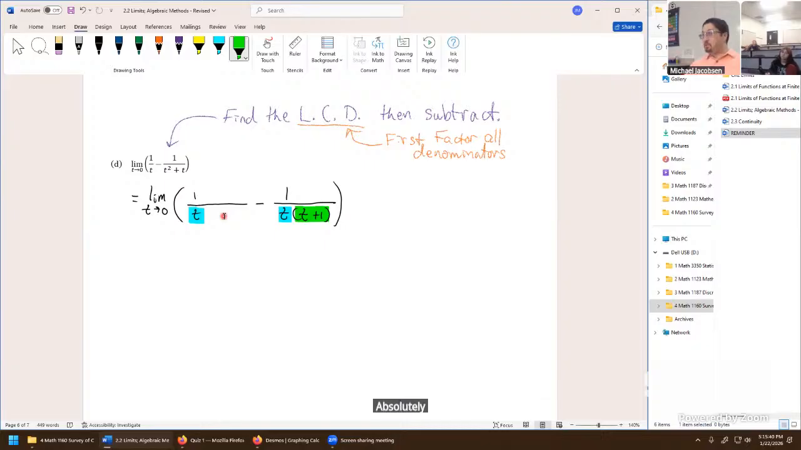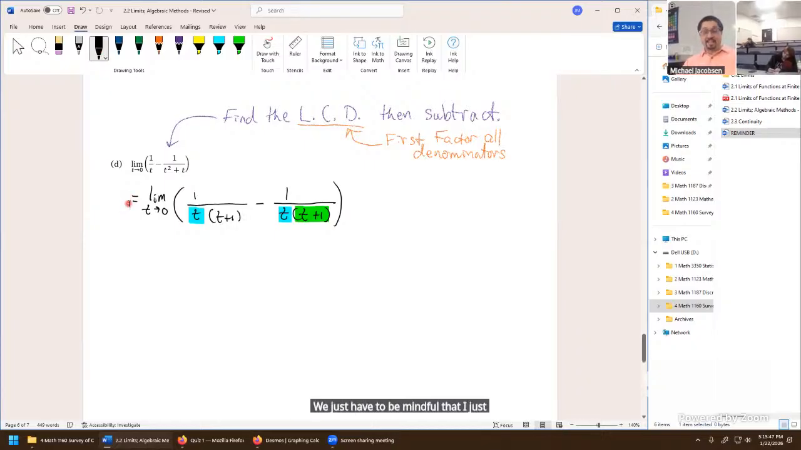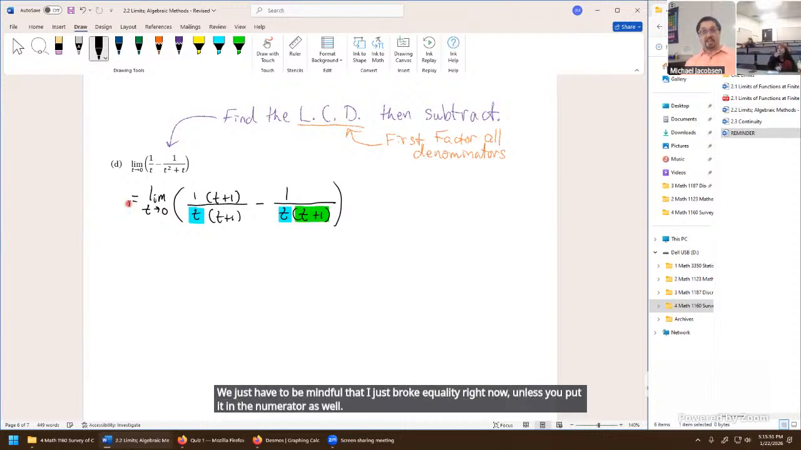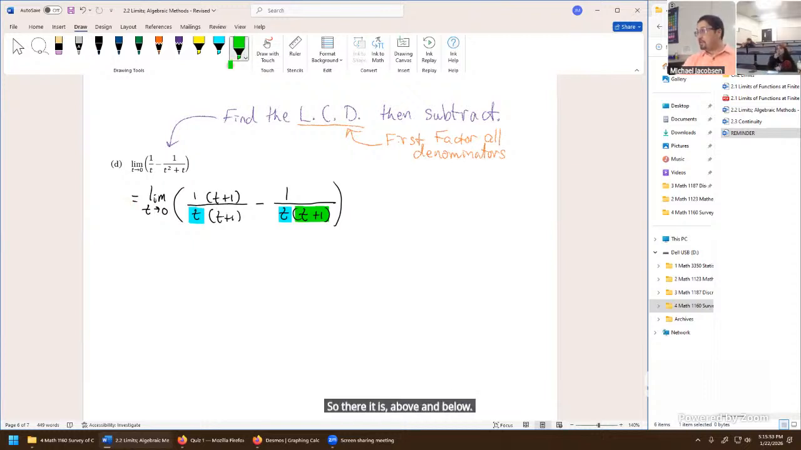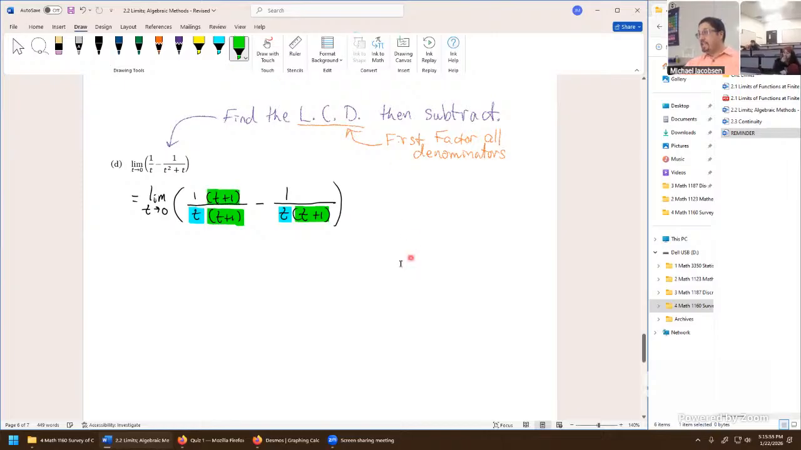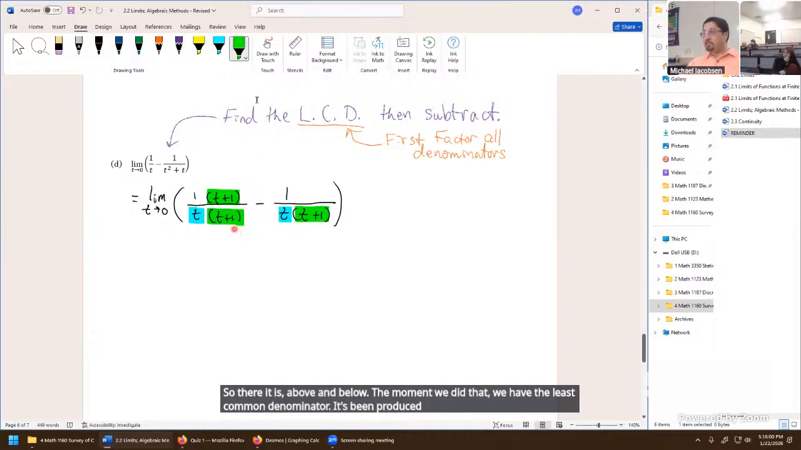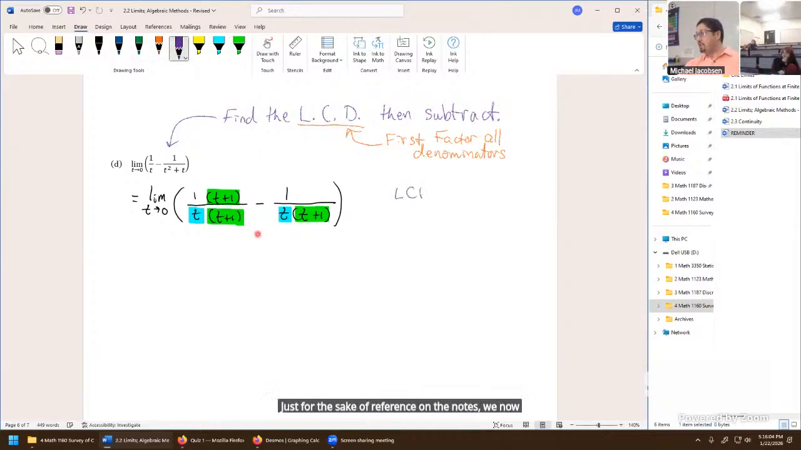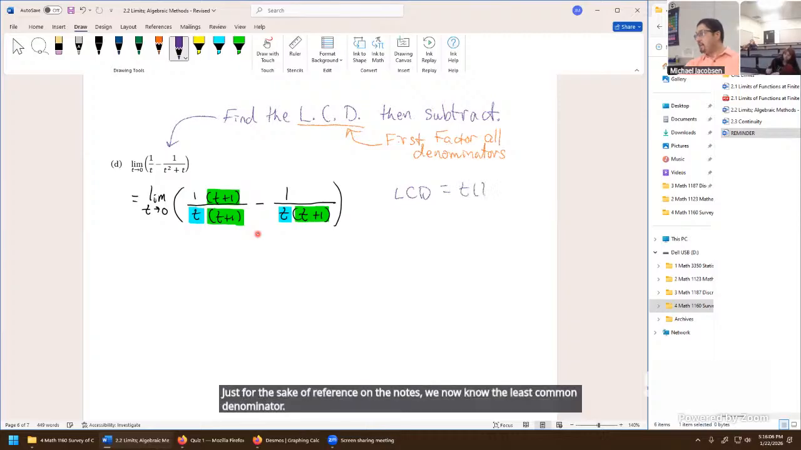Absolutely. We can put a t plus 1 right there. We just have to be mindful that I just broke equality right now, unless you put it in the numerator as well. So there it is, above and below. The moment we did that, we have the least common denominator. It's been produced. We don't have to say we found it, but just for the sake of reference on the notes, we now know the least common denominator is t times t plus 1.